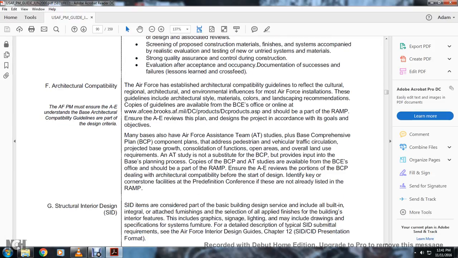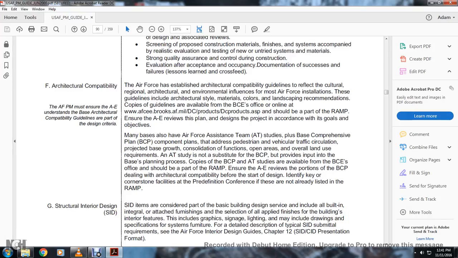The main base for the Air Force assistance team studies the place with comprehensive plan components addressing pedestrian and vehicular traffic circulation, project-based growth, consolidated functions, open areas, and land use requirements.